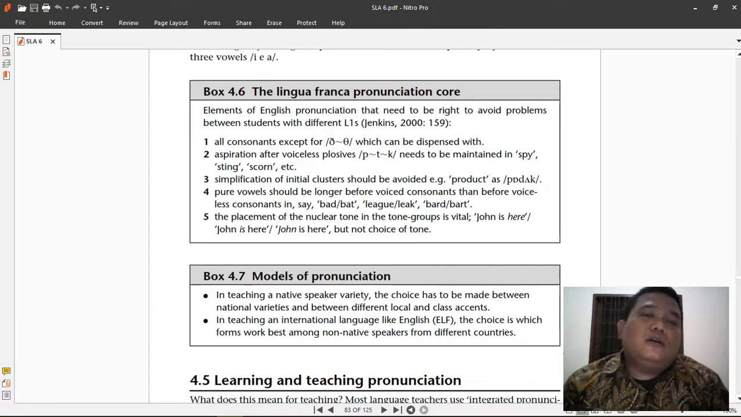Voiceless is like when you don't sound it all the time. Like when you sound the R, it's r, it's long, right? But when you sound the p, it's only p, t, k. Okay.